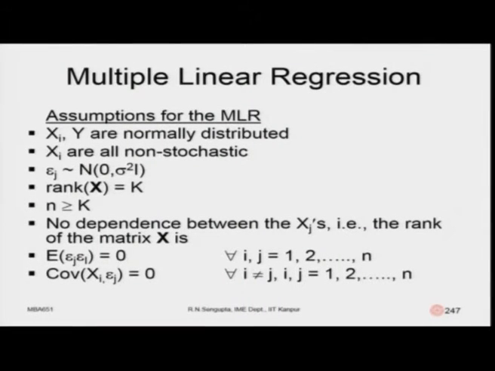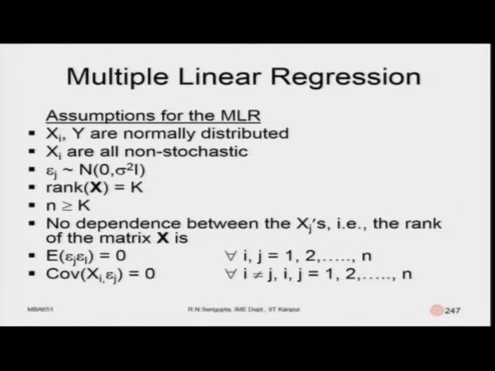So, here is the slide which we had discussed almost two classes back. What are the assumptions for the multiple linear regression? The assumptions are almost exactly equal to what we have already discussed in simple linear regression. So, the x 1 i's and y's are all normally distributed. Point 1. Obviously, if x's are normally distributed and, as in the simple linear regression, I also said the errors are normally distributed, then y's are also normally distributed.